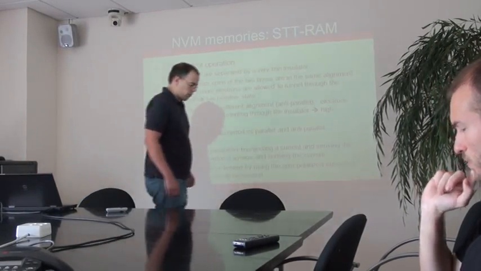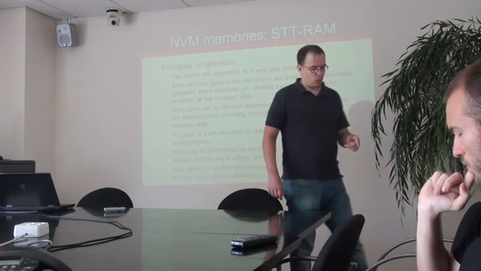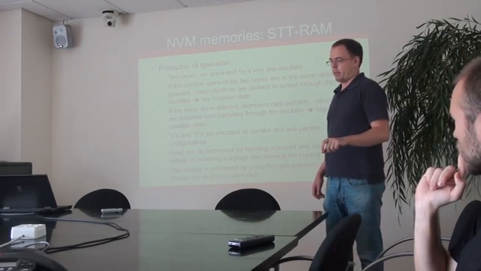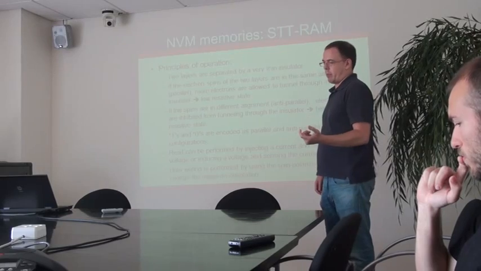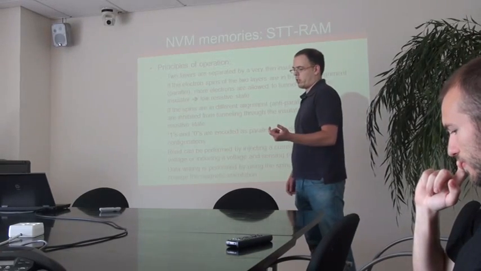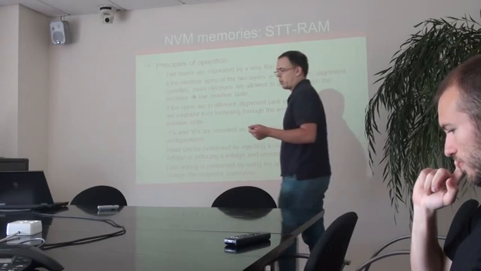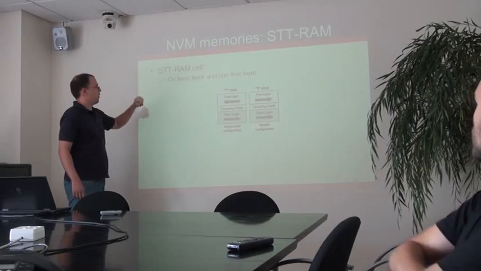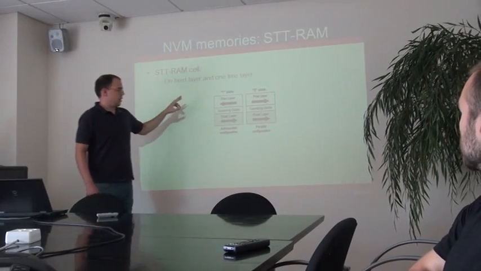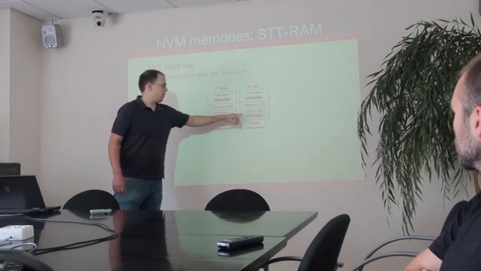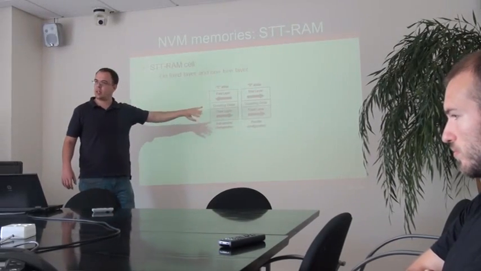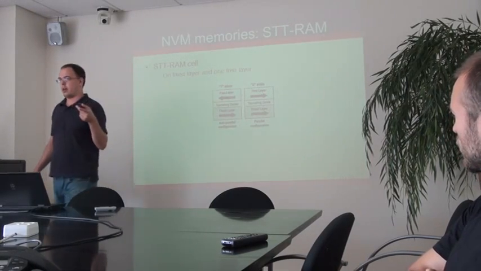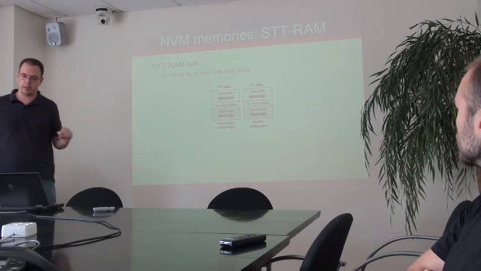We can read data either by injecting a current in the cell and sensing the voltage decay, or vice versa, we can establish a voltage and sense the resulting current. This is how an STT-RAM cell works. The same applies for STT-RAM, but we have a fixed layer in which the spins are fixed, we cannot change it, and a free layer in which the spins are free to change polarity.